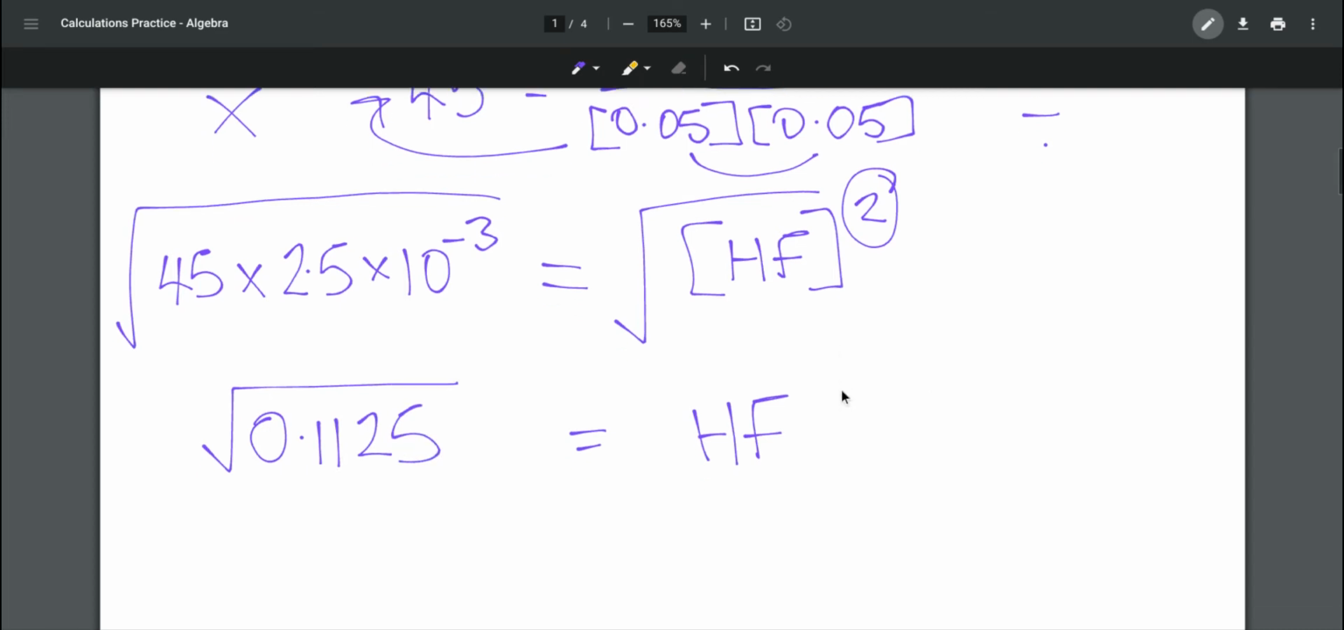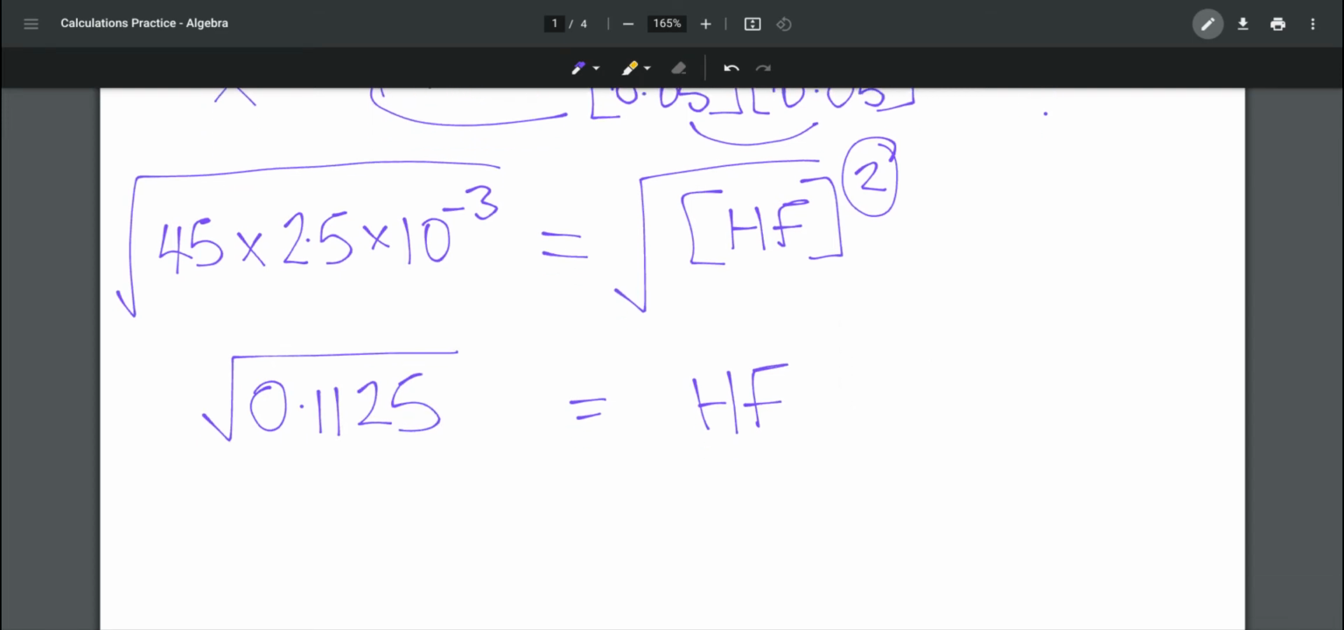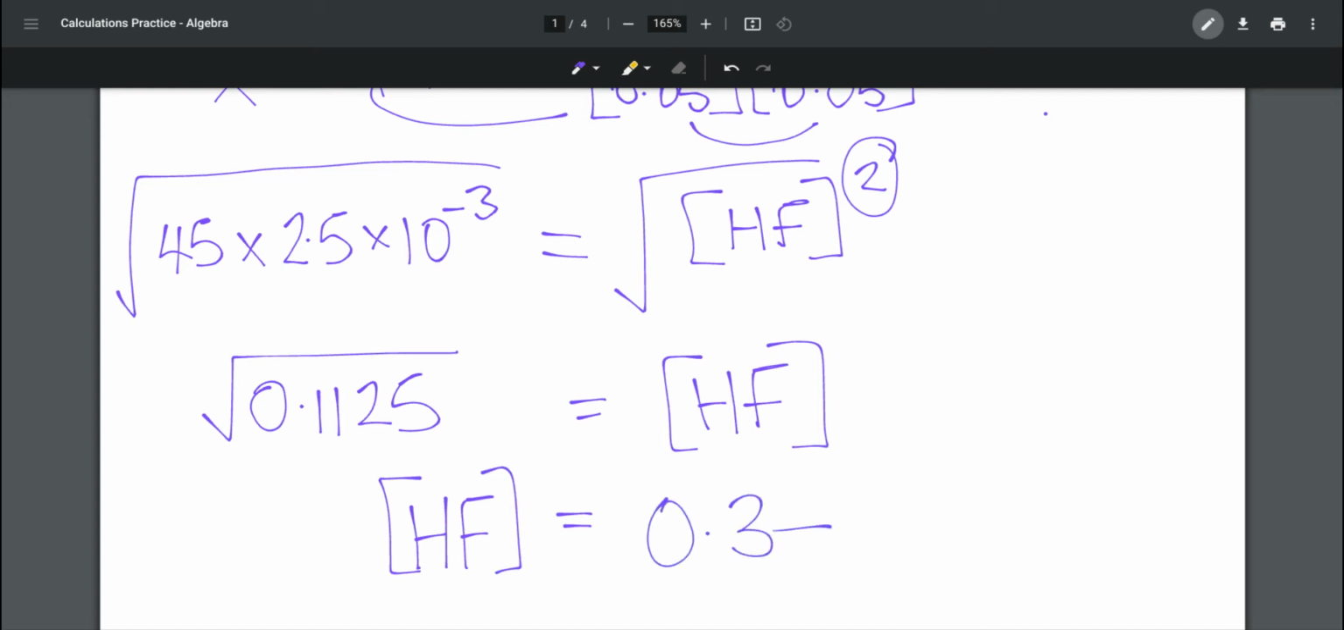So all you do is type into your calculator, if you've not done maths in a wee while, the square root function, and then put 0.1125 into your calculator, and you end up with 0.34. So that means that the concentration of HF is equal to 0.34, and that is moles per litre. And that's how we do the first one. So the first one isn't really that complicated.